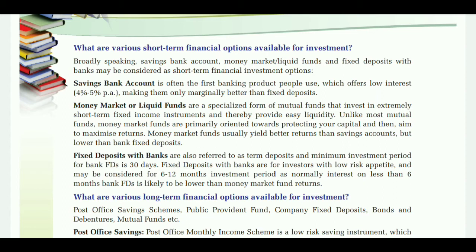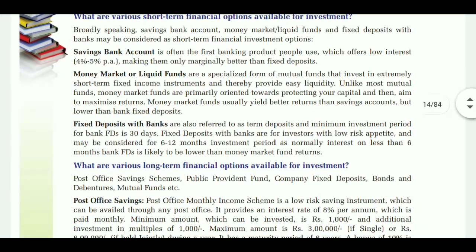Money market or liquid funds are a specialized form of mutual funds that invest in extremely short term fixed income instruments and thereby provide easy liquidity. Unlike most mutual funds, money market funds are primarily oriented towards protecting your capital and then aim to maximize returns. Money market funds usually yield better returns than savings accounts but lower than bank fixed deposits.